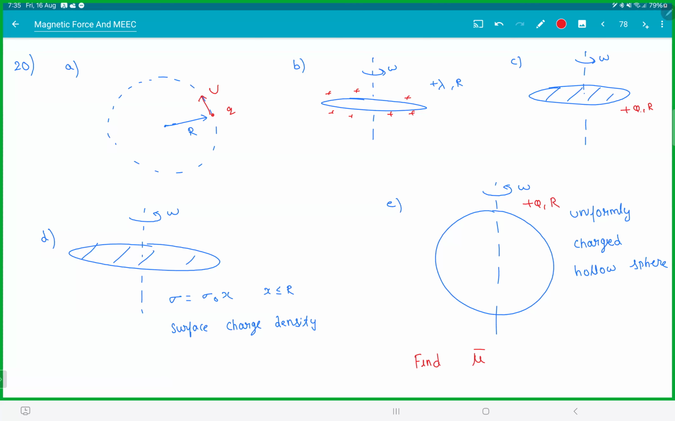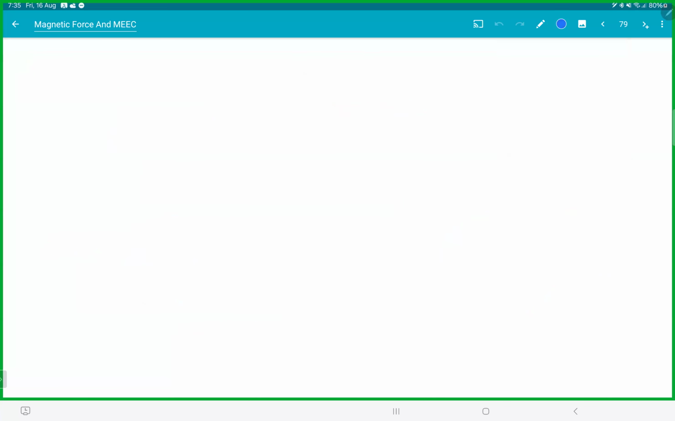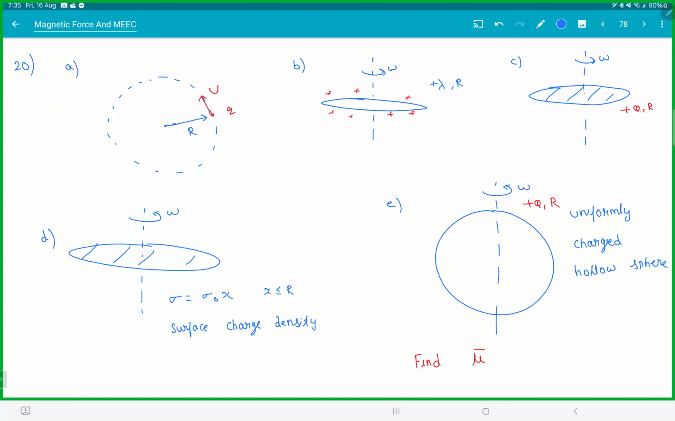I'll just show you the first one. First was easy. We know something is going in a circle. This we did in current electricity also. So current I will be Q by 2 pi R by U, so this is Q into U by 2 pi R. So the magnetic moment would be I into pi R square, so QU by 2 pi R into pi R square, which is QUR by 2. There. So get the current and finish it off. Now, can you do the remaining 4? Let's get them.